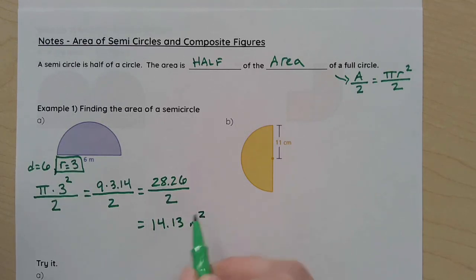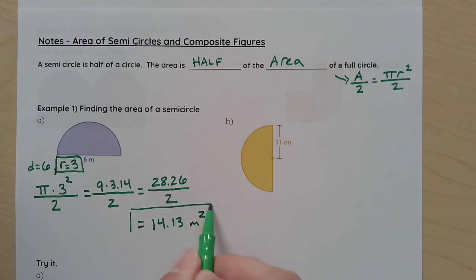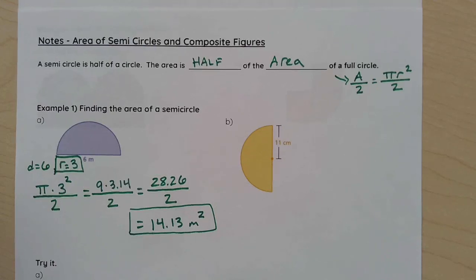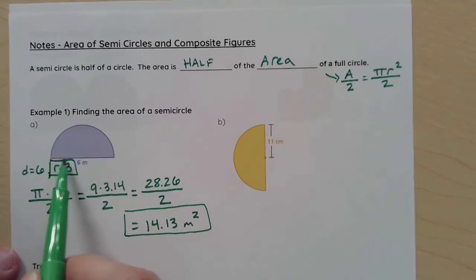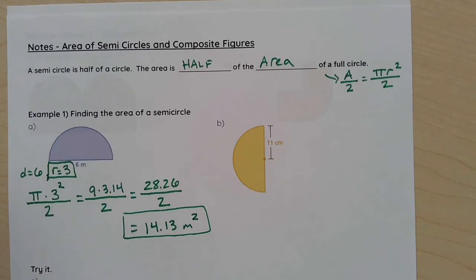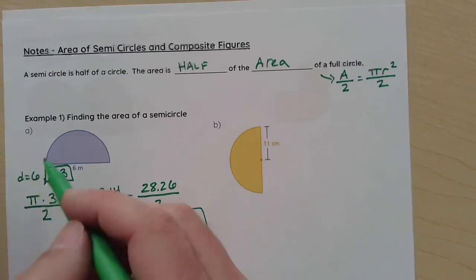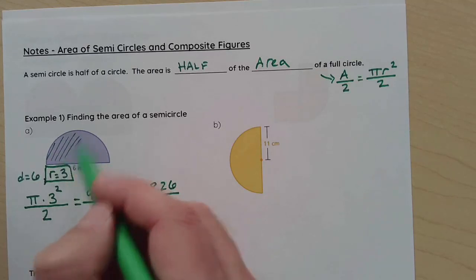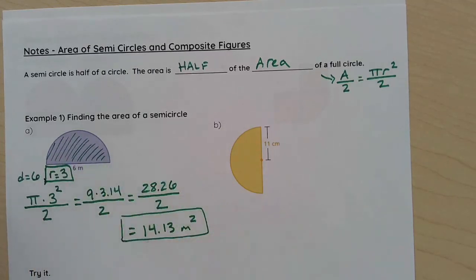meters squared. I'm dealing with area, so I need a square unit. I am not going to add the diameter. That would be if I was finding the perimeter of the shape. I just want the area that it covers, which I've already calculated as half the full circle.